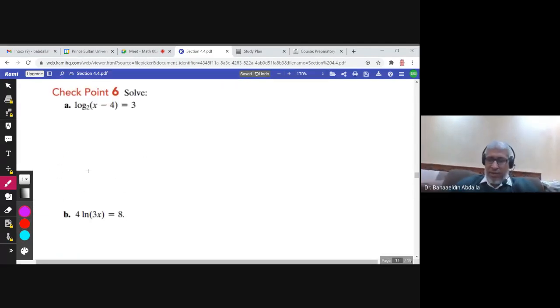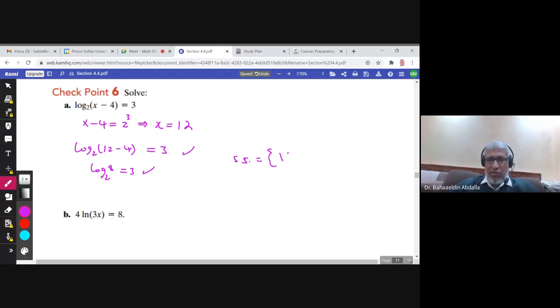More exercises. How to solve this equation? Immediately I change it to the exponential form, and I continue. x would be 2 to the power 3, which is 8, plus 4, 12. And now you have to check your answer. So 12 minus 4 is in fact equal to 8. It would be log base 2 of 8 equals 3, and that's correct. So the solution set is 12, which is the answer.